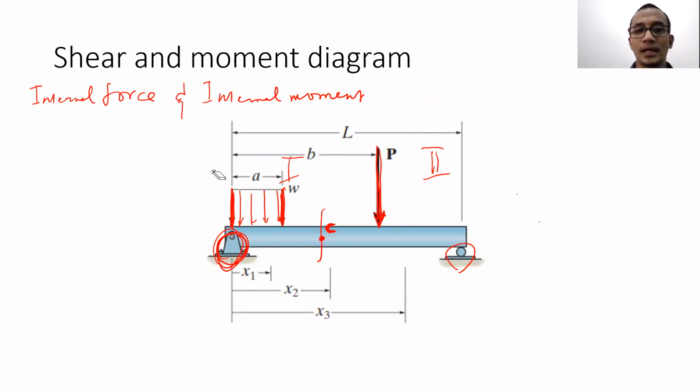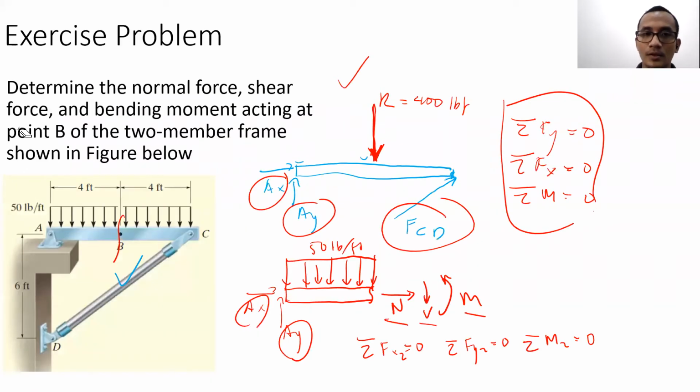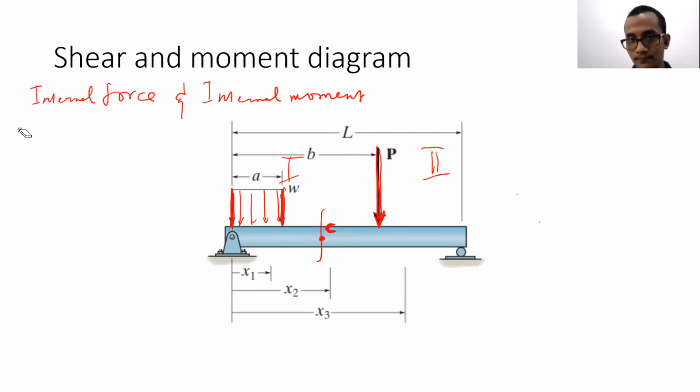So we can find the internal force at a certain location, for example, at point C, by doing a section. After you find out the external forces first, then you can do a section, then analyze the left part of the section or the right part of the section. Okay, that's what we learned last week.